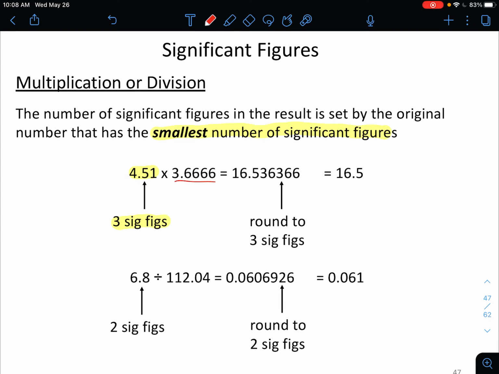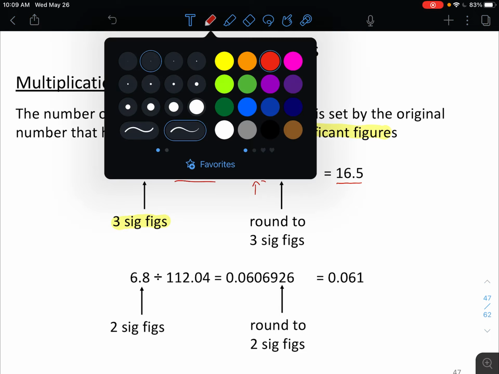Okay, so what that means here is now I can only have my answer to 3 significant figures, so 16.5. So if 5 is my cutoff, then I look to the 3, which is smaller than 5. So we round to 16.5. That arrow is not pointing at anything in particular. I think it may have just moved, but the 5 is the cutoff number.